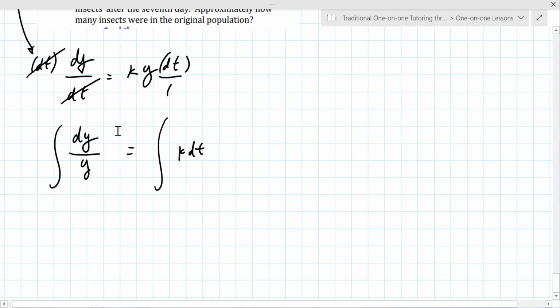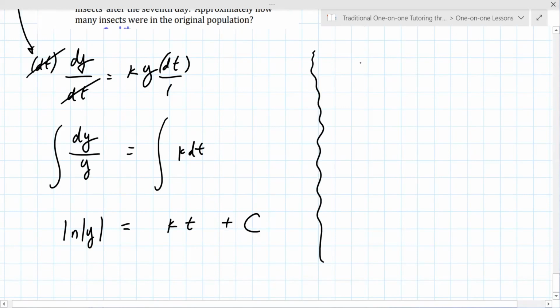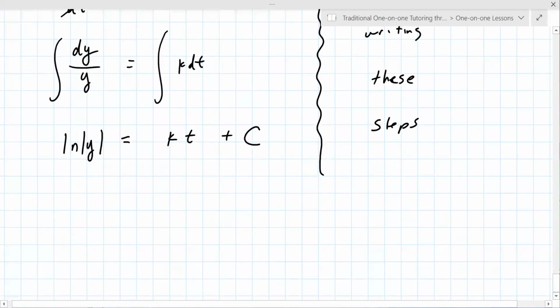On the left here, you know that this is the natural log of the absolute value of y. And on the right, this is kt plus c. And again, if it were me, I would practice writing these steps, because you will be asked to do it on an exam.